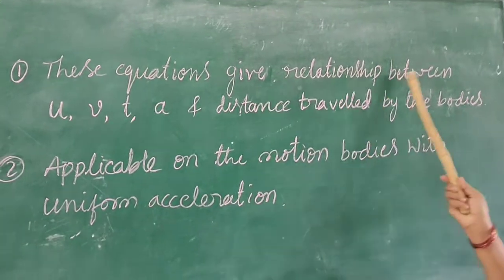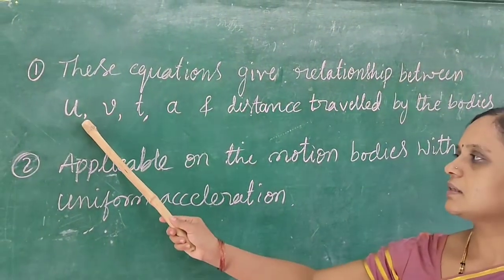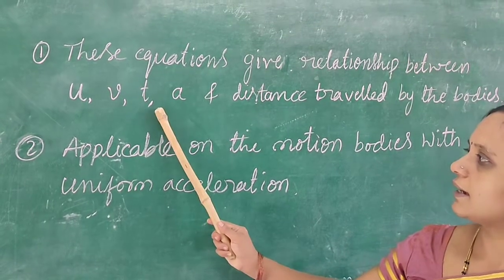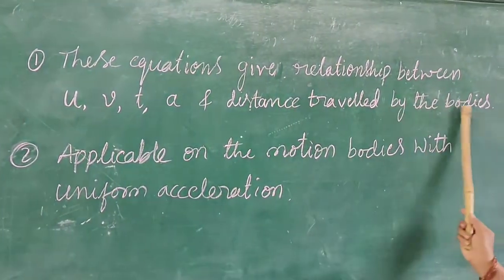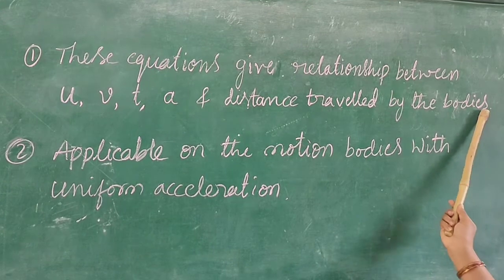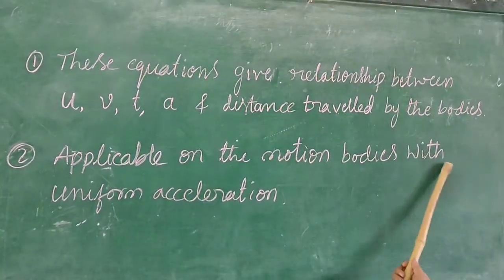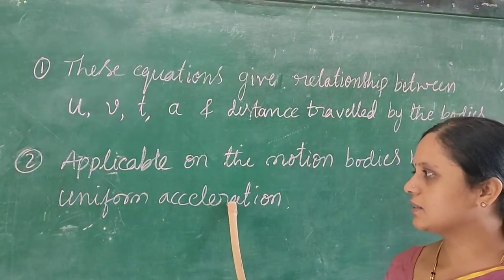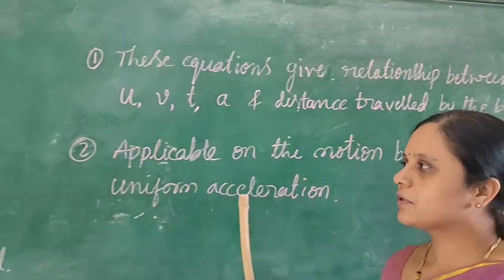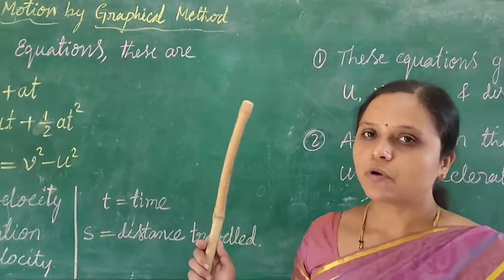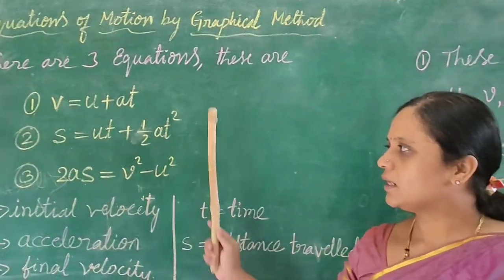Students, what are the applications of these three equations? We can use these three equations, and they give the relationship between initial velocity, final velocity, time, acceleration, and distance travelled by the bodies. Also, these three equations are applicable to the motion of bodies with uniform acceleration. Now we are going to discuss some problems by using the three equations.